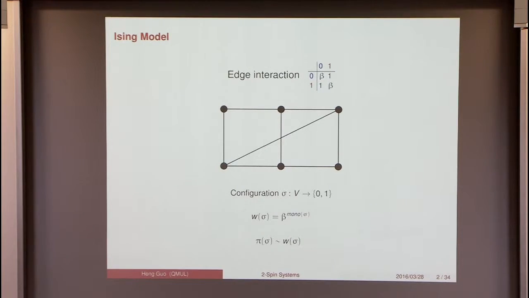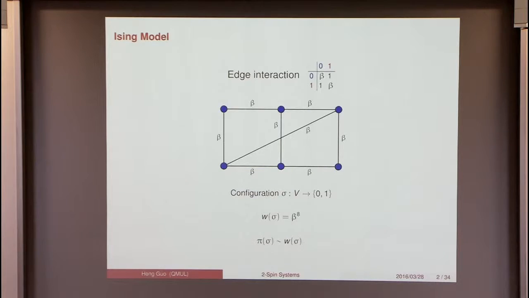This is the same as the statistical physics Ising model, because all we did is normalize the interaction when the two vertices are different to 1, and we denote the other interaction as beta. And the weight of a configuration is beta to the number of monochromatic edges in the graph under this configuration, and the distribution is proportional to this weight.